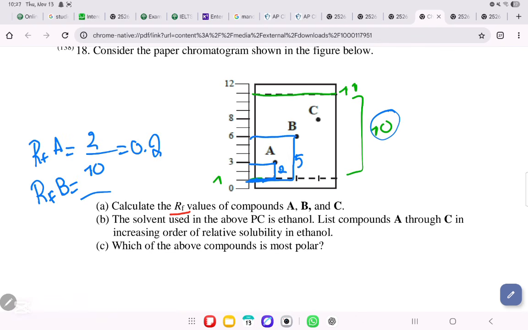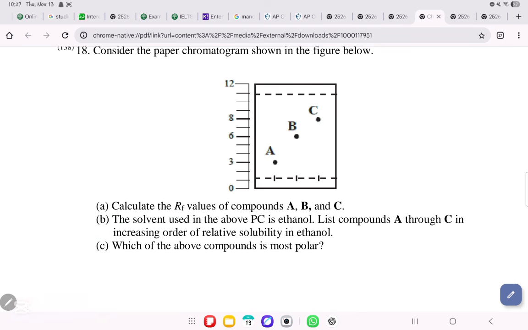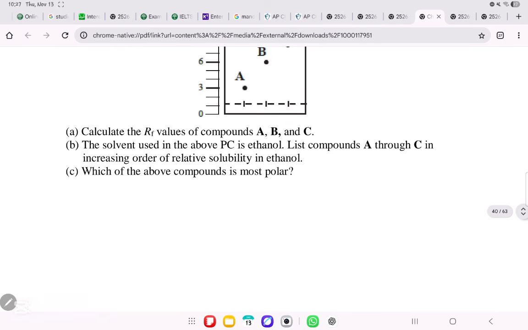The RF of B is 6 minus 1, which is 5, so 5 over 10, which is 0.5. And then C is 7, so RF of C equals 7 over 10, which is 0.7. So we found the RF values of A, of B, and of C.